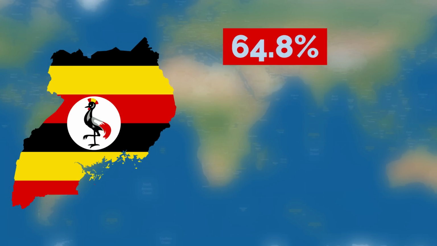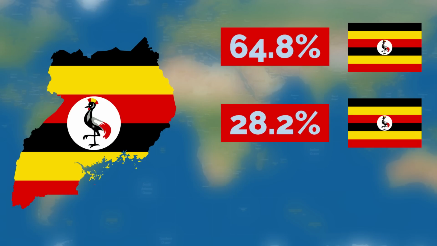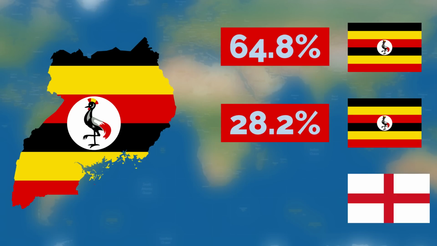In Uganda, around 64.8% speak Luganda as their first language, 28.2% speak Acholi and other Nilotic languages, while English is used as the main official language for over 85% of the population. Just like in Kenya, Uganda also speaks many other languages.